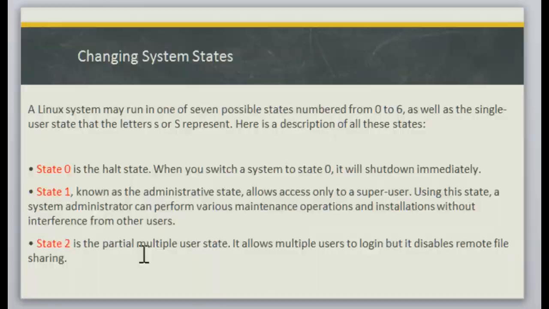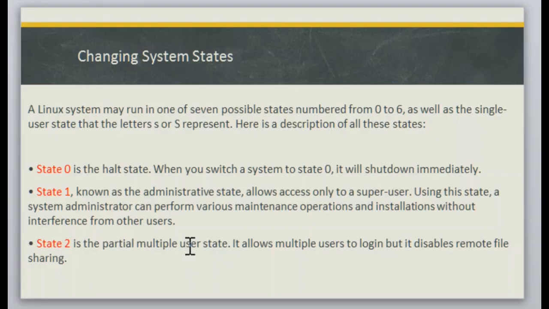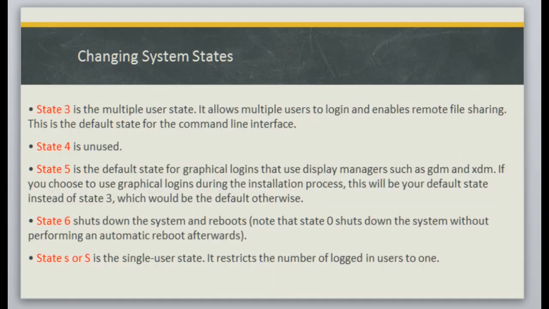State 2 is the partial multi-user state. It allows multiple users to log in, but it disables remote file sharing. So state 3 is multi-user state as well. It allows multiple users to log in and enables remote file sharing. This is the default state for the command line interface. And we saw that earlier when I switched to 3.